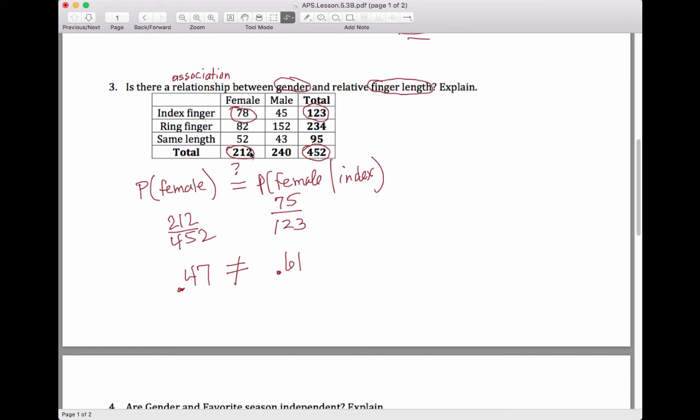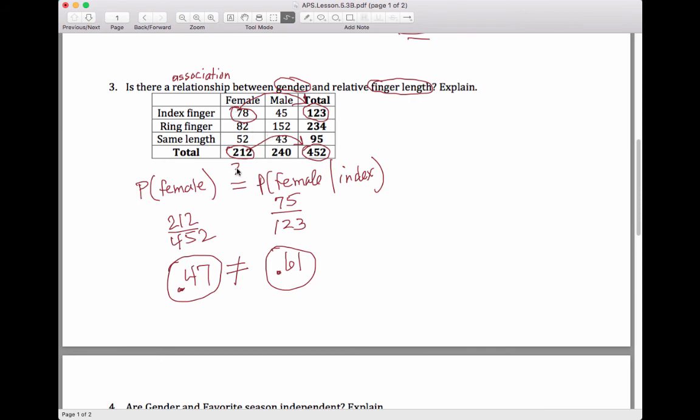So notice what we did. If you look at the table, we took the total females divided by the total students, and we got 47%, so roughly half. But then we went up here to see how the index finger would go, and we did the same calculation, but we just did it conditioned on the index finger, and we found that that was a very different percentage. And that's what you want to do to check and see if they are independent or not. If these are very different, well, then something is going on, and we would say, yeah, there's a relationship.